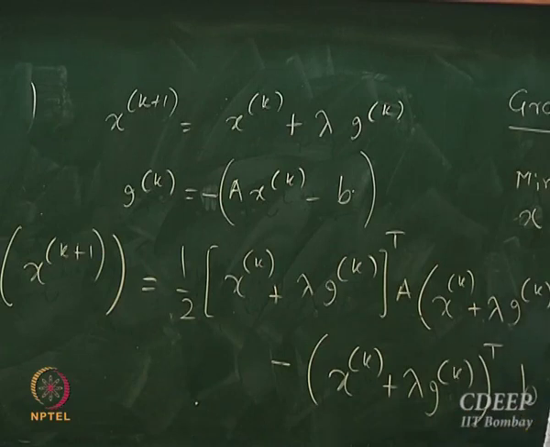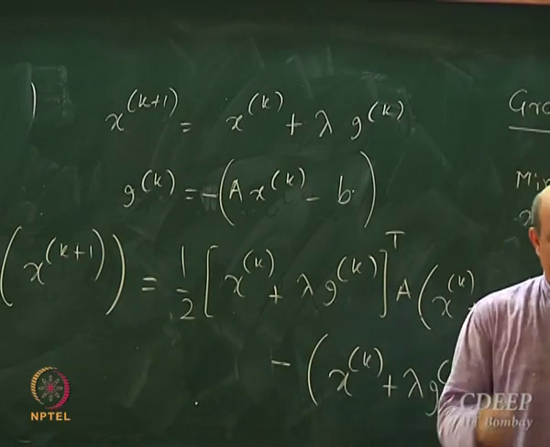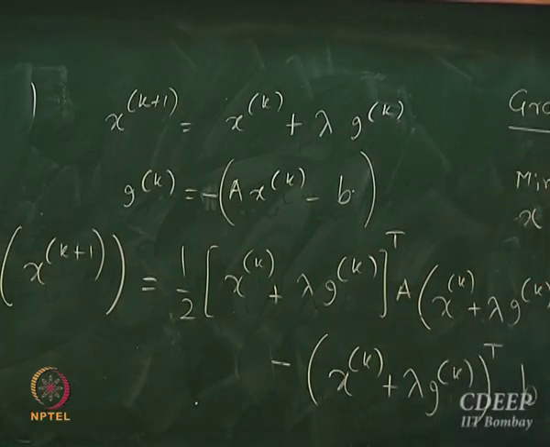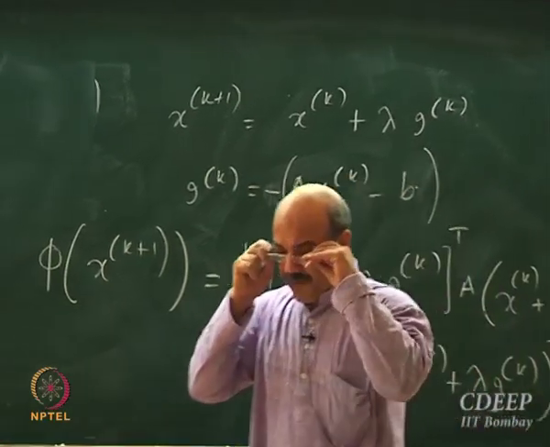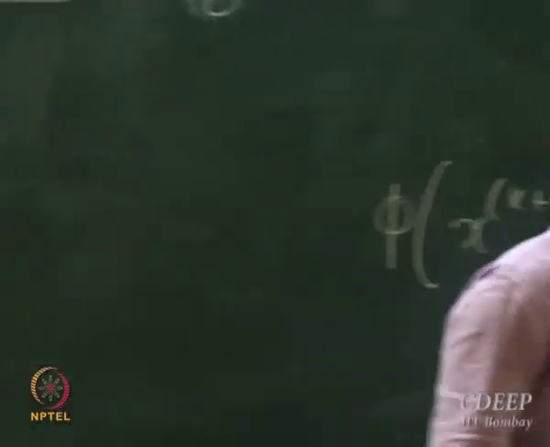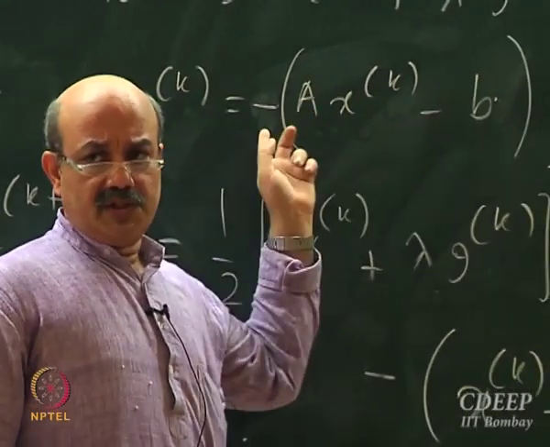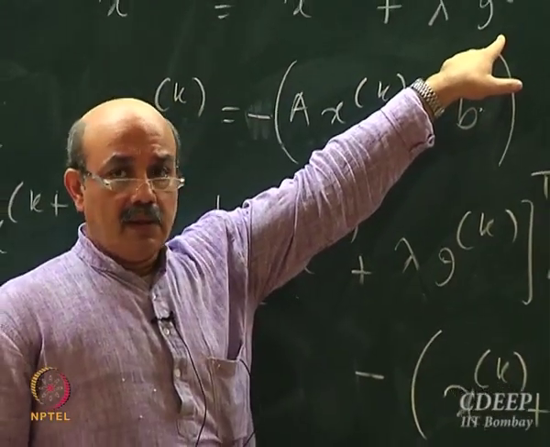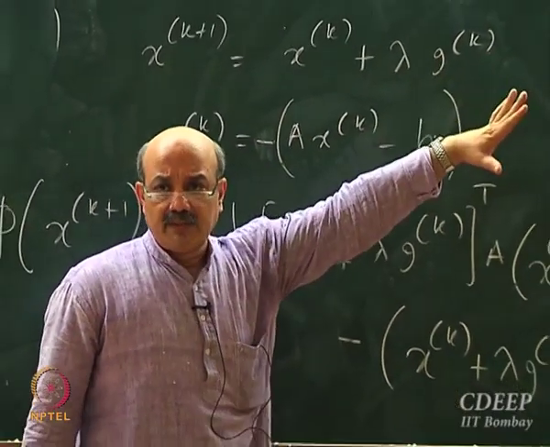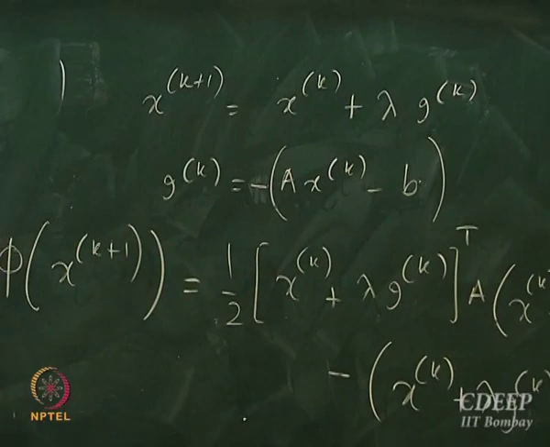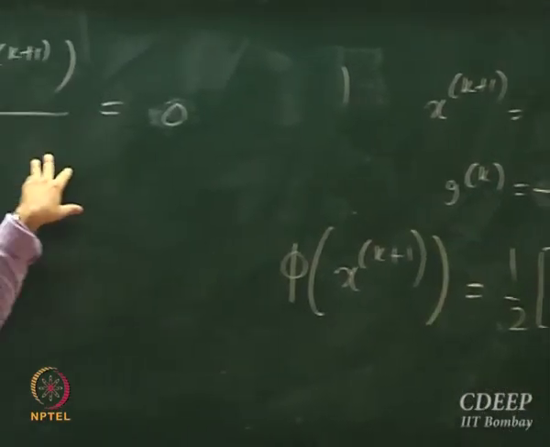Okay. What do you get after you minimize? Just expand. Just try. What is this quantity? You don't have to substitute this. You maintain everything in terms of gk. Maintain everything in terms of gk. Try to find out which value of lambda will give you the minimum.